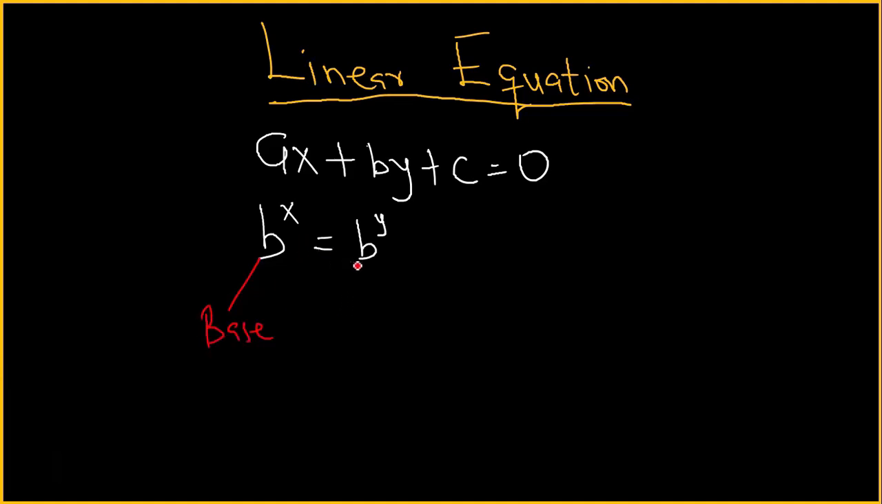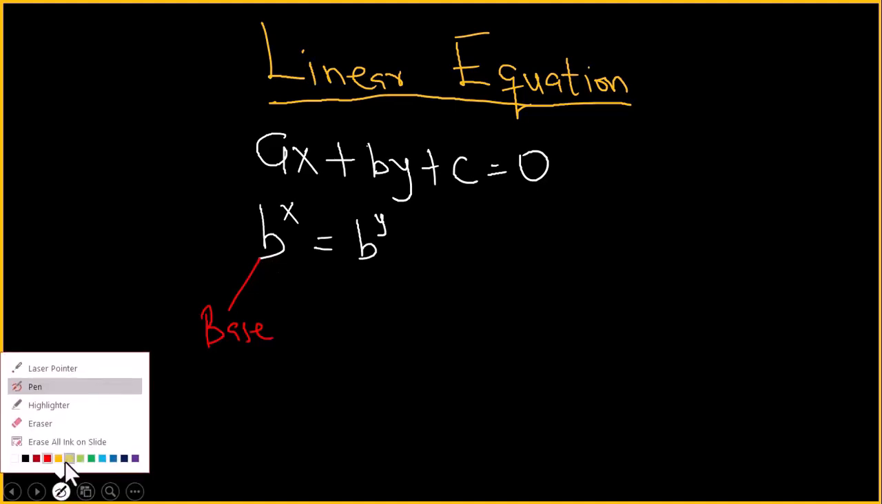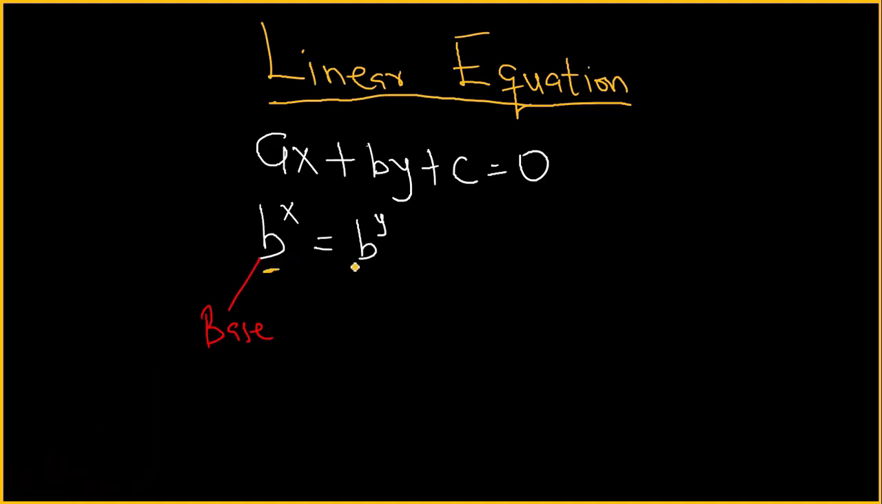It states that if the bases are the same, the powers are equated. So we have b, we have another b, which is the same as this b. So if they are the same, we equate the powers. Now we have x equals y, and this is a linear equation. We are going to look at questions in this form.